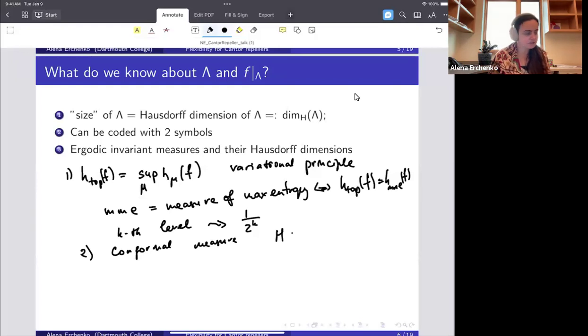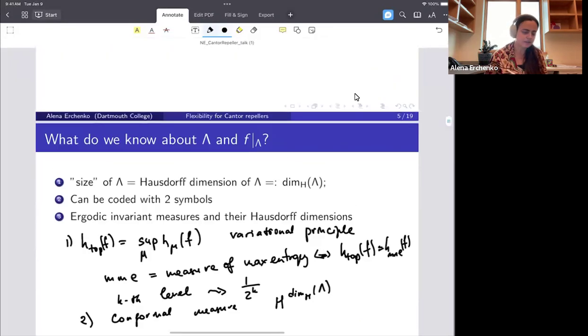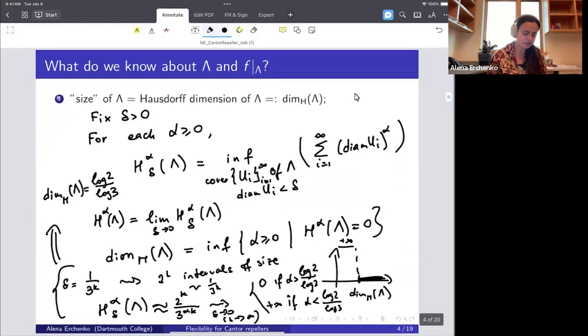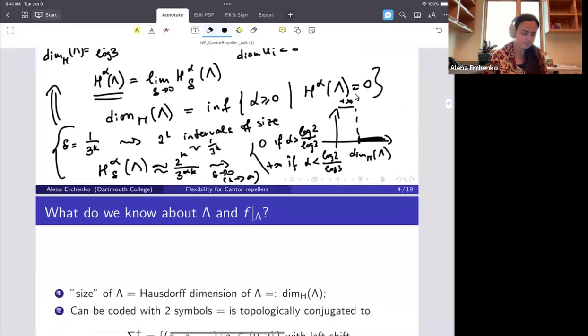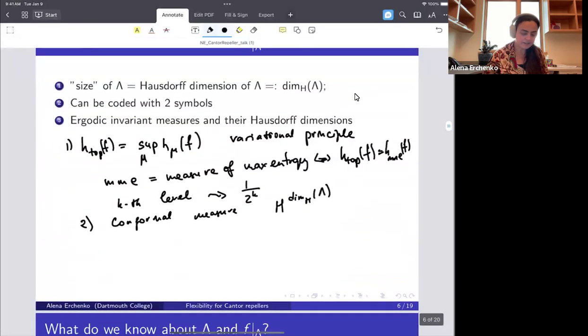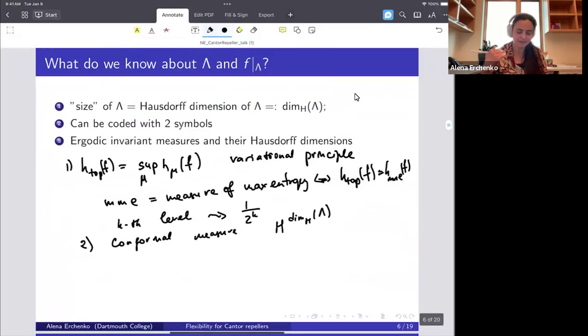So here I've denoted H dimension H lambda. So it's exactly our definition here, right? And actually it's finite in this situation, so it's nice. And so I don't get 0 or infinity.